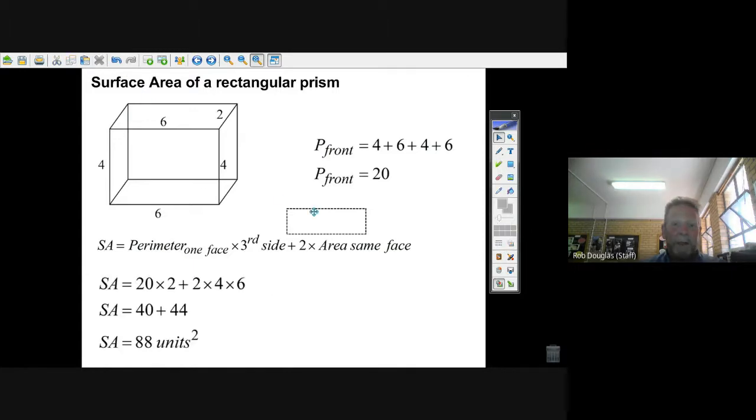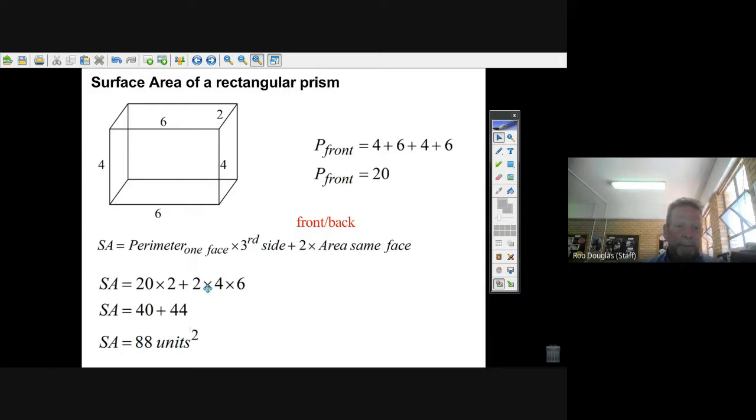And that's why you do this last thing. You do the perimeter of one face times the other side. That gives you the top and bottom and the right and the left side. And now we want to get the front and the back. That's all we're missing. We're missing two sides. So you go the area of that one face. Well, we know it's 4 times 6. And there's a front and a back. That's why we go 2 times 4 times 6. Well, look at this. That's 40. That's 44. We get the same answer that we did before by looking at each side separately. We get 88 square units.